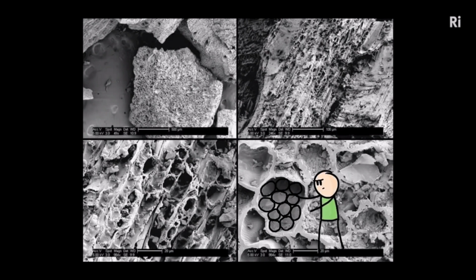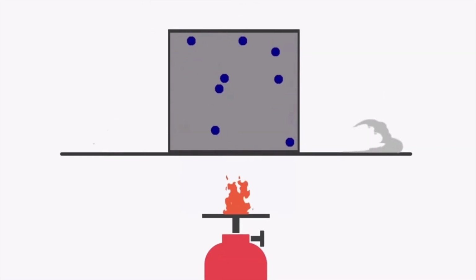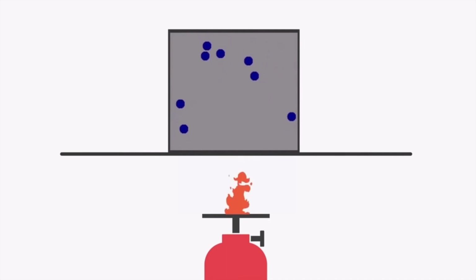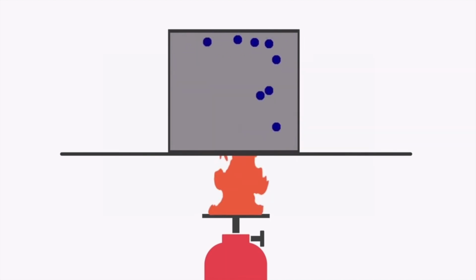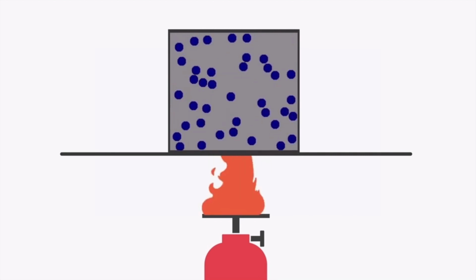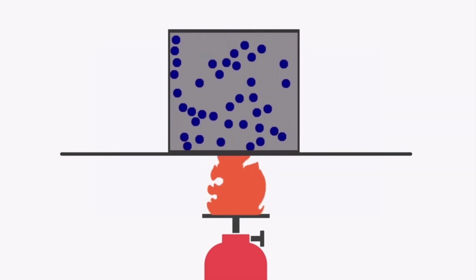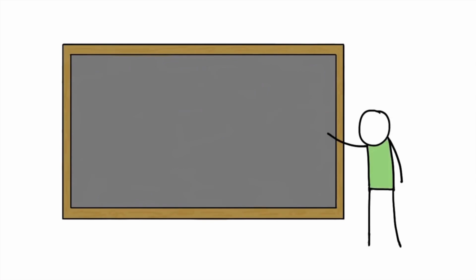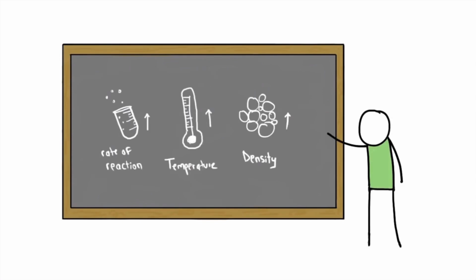Okay, so we know that at lower temperatures, molecules move slower, right? And as temperature increases, molecules move faster and collide with each other. So with this being said, if we increase the density, there will be more particle collisions. So, in summary here, rate of reaction increases with increasing temperature and increasing density.